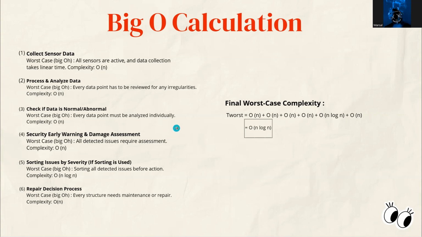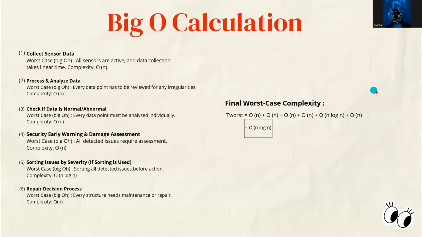Then for the next step, the security, early warning, and damage assessment, the worst case is all detected issues require assessment, and the complexity is O(n). The next one is sorting issues by severity. The worst case is sorting all detected issues before action, and the complexity is O(n log n). And for the last step, the repair decision process, the worst case is every structure needs maintenance or repair, and the complexity of it is O(n).